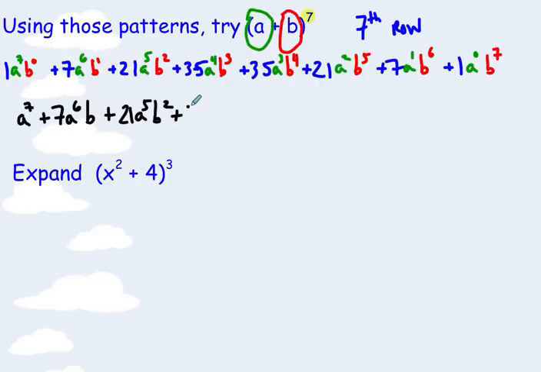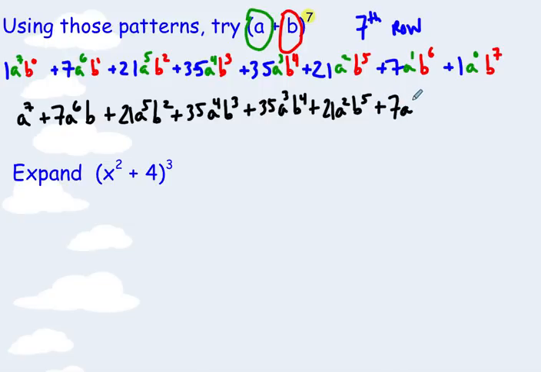plus 35 a to the 4th b to the 3rd plus 35 a to the 3rd b to the 4th plus 21 a to the 2nd b to the 5th plus 7a b to the 6th plus b to the 7th. Okay, and that would be your answer.